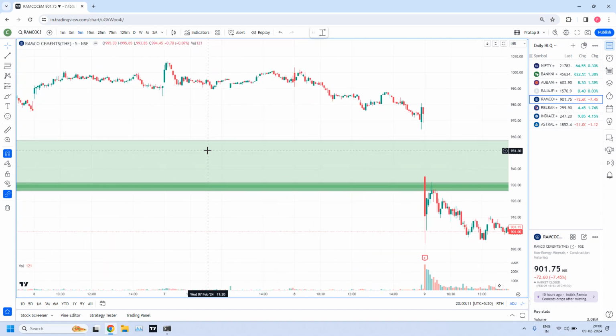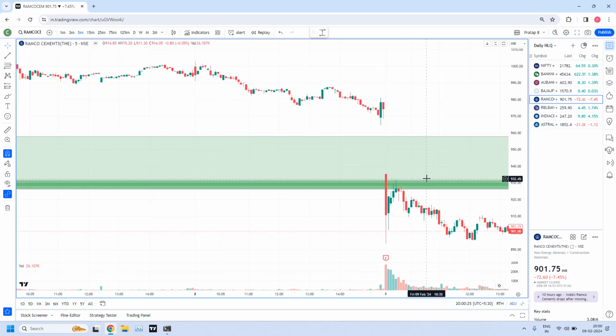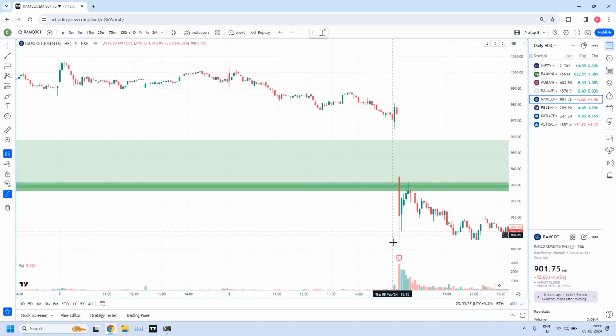There was a strong rejection from this area. There could have been strong pending orders. Apart from strong pending orders, this zone was easily violated, which means institutions would have cancelled all their orders. The reason is there is an important event, that is results. So never trade any stock on the results day.